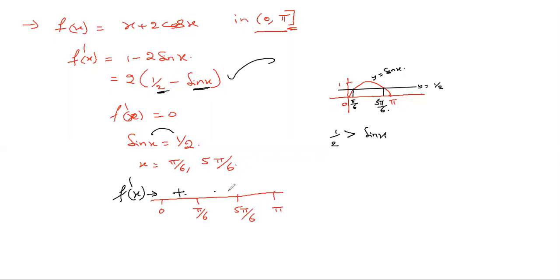What about here between pi by 6 and 5 pi by 6? Here curve is more, means sin x is more here. Between pi by 6 and 5 pi by 6, here sin x curve is big, so then small minus big, you'll get negative sign here. Then again in this interval you'll get positive. So this is the sign of f dash of x.